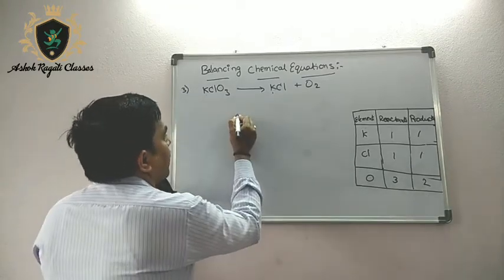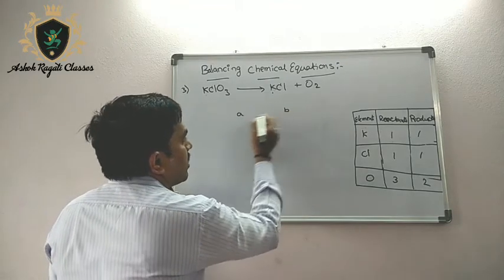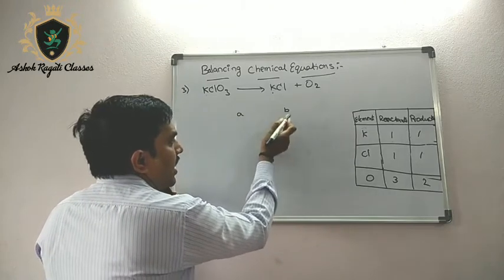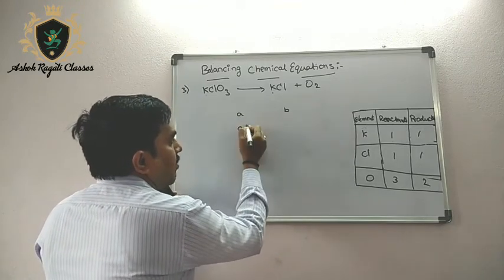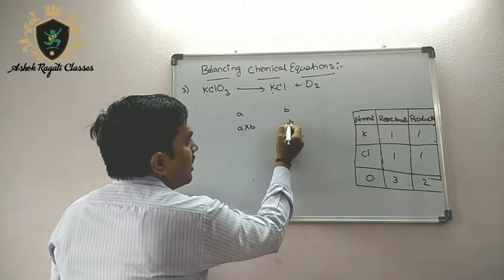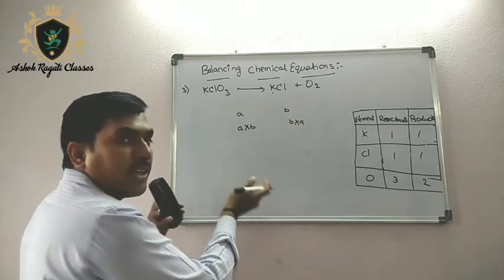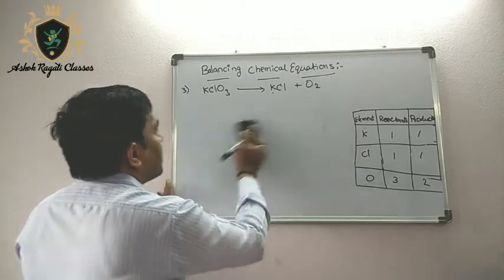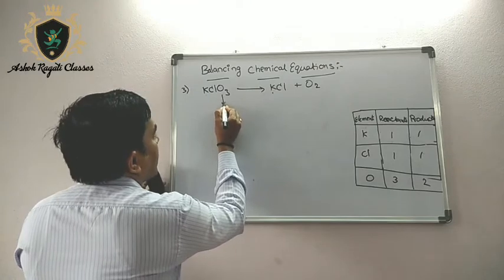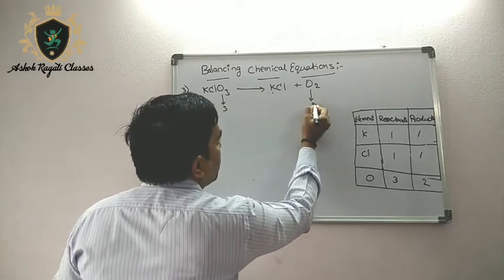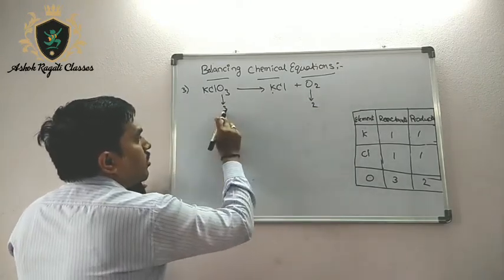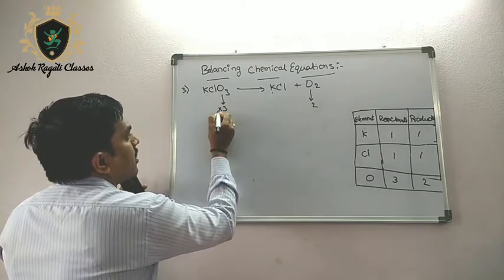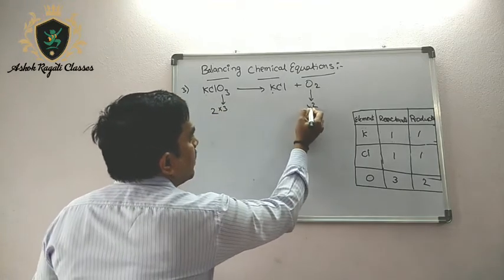Just like in mathematics, how will you balance this equation? By exchanging the multipliers. Just like A will multiply with B and B will multiply with A, the same way here we have to exchange the subscripts and multiply. See here, oxygens are 3 and oxygens are 2. Now 3 should multiply with this number and this number will multiply with this number. So how will it be? With the 2 here and 3 here.